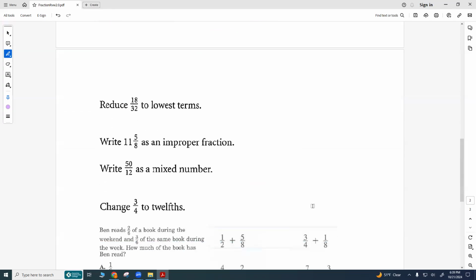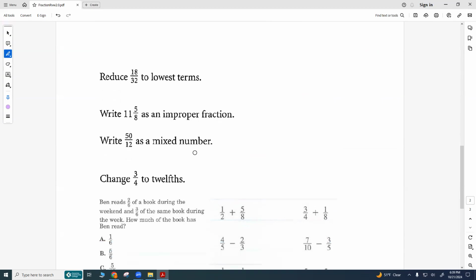All right, so we did some reducing, so hopefully that feels good for everyone. Can anyone write this mixed number as an improper fraction? Does anyone remember that one?